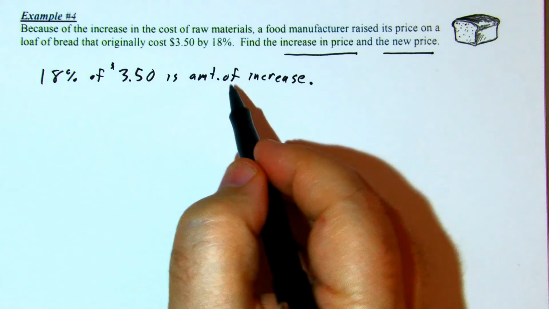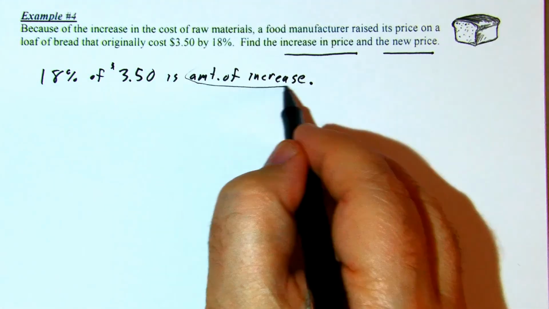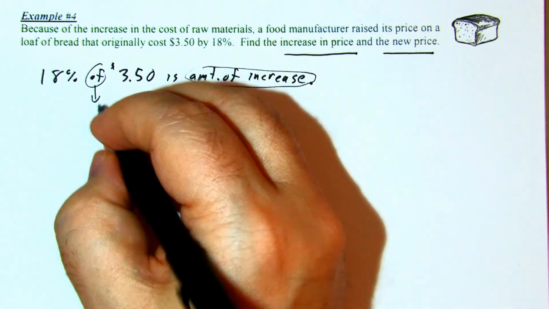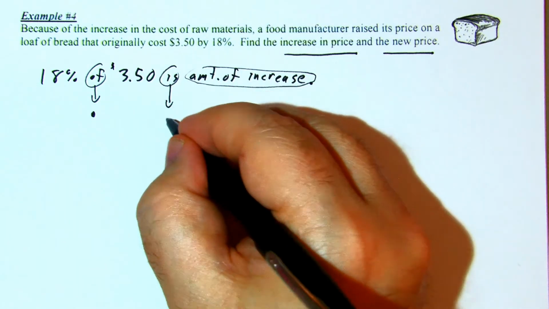Now I should be careful because I said amount of increase and we have the word of in here twice, so keep in mind that this is just the amount of increase. This is the of that turns into our multiplication dot. The is our equal sign.